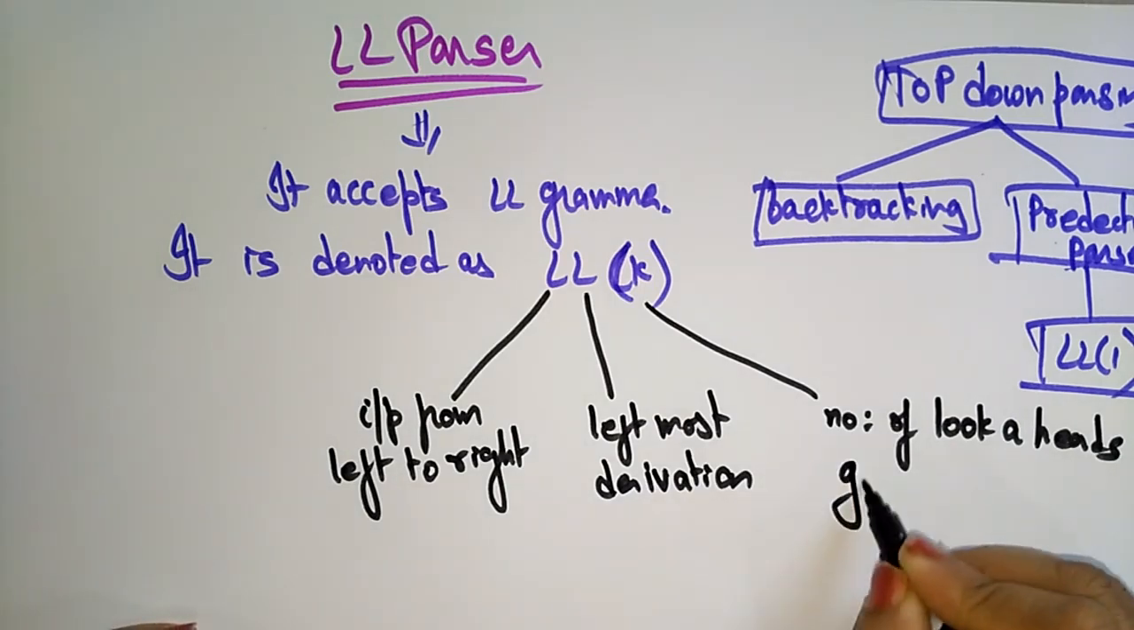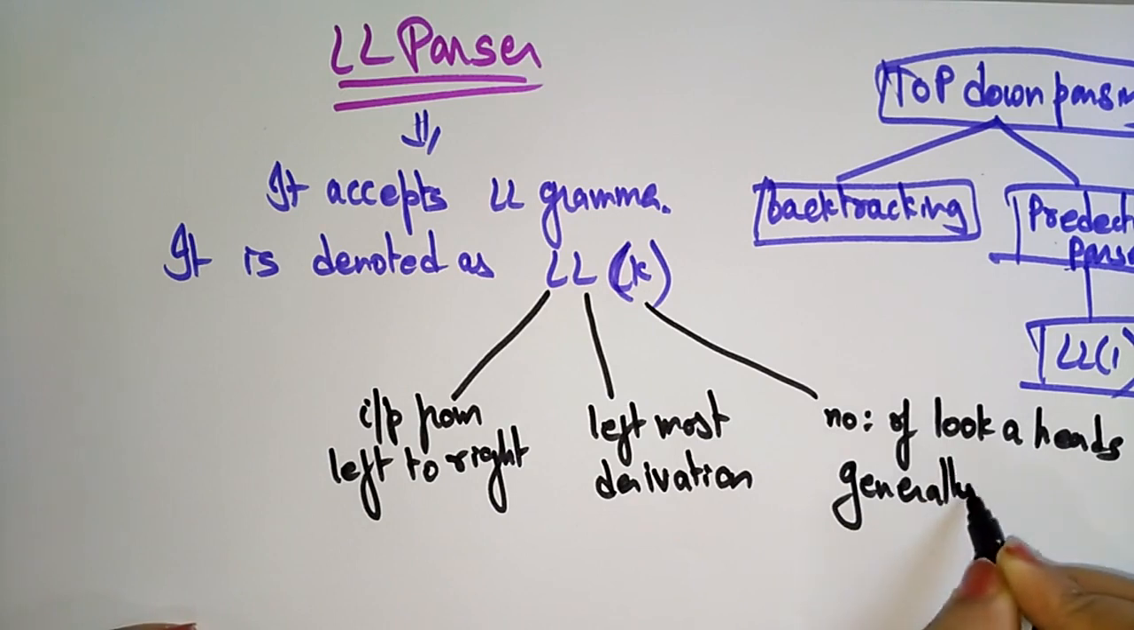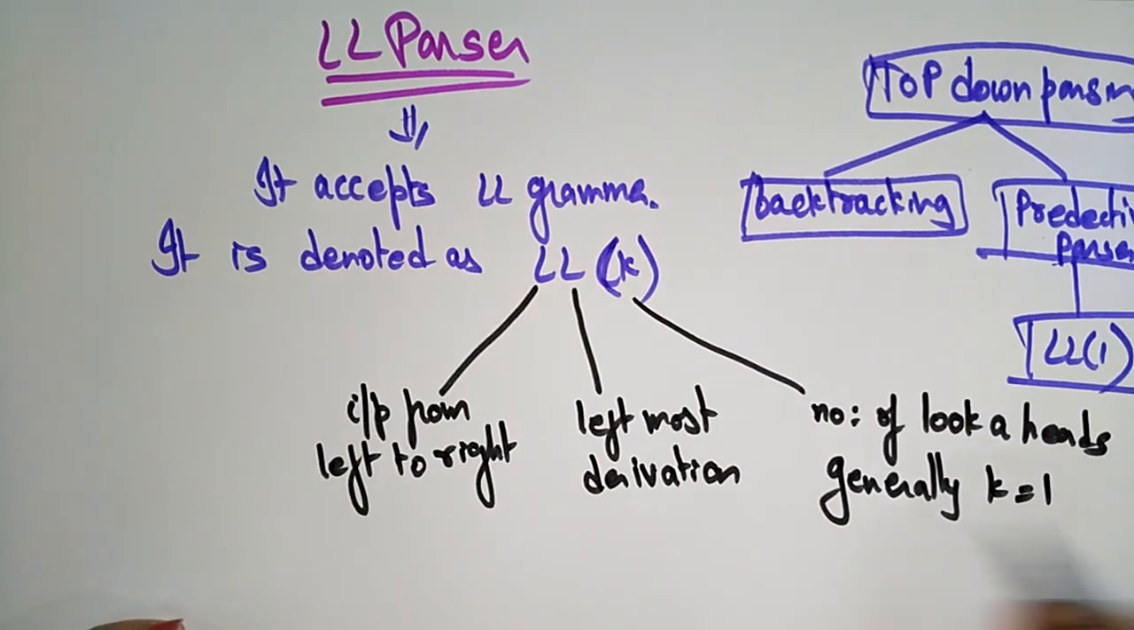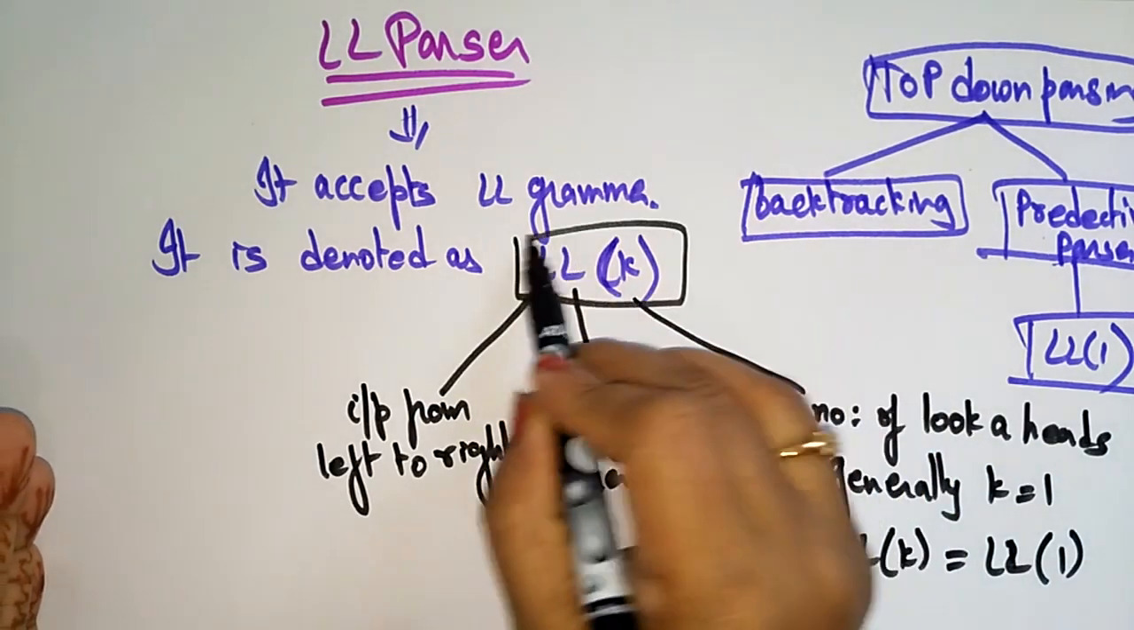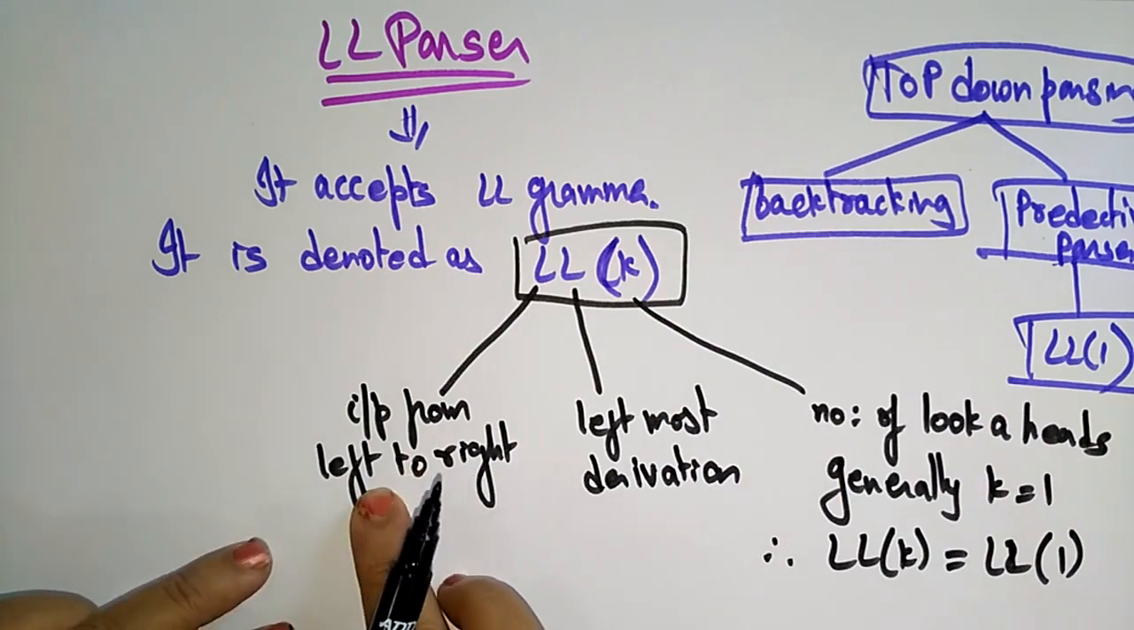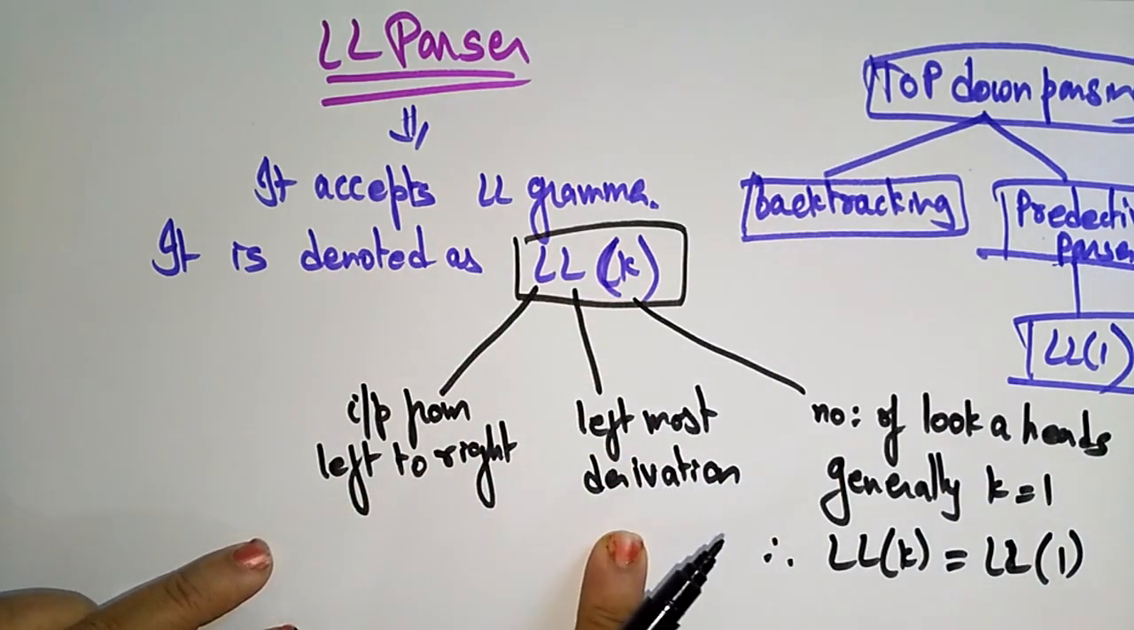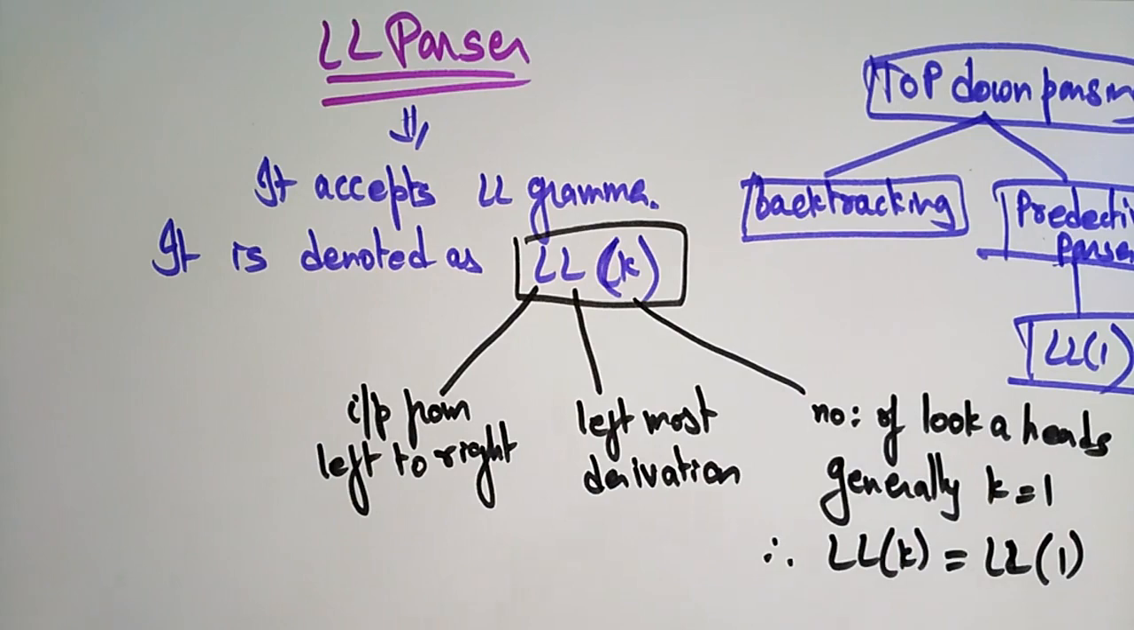So generally K is equal to 1. Therefore LL of K is equal to LL of 1. Both are the same. Generally K is equal to 1. So this is a parser. LL of K means the first L is the input from left to right, the next L is the leftmost derivation, and K is the number of look-aheads in the grammar.